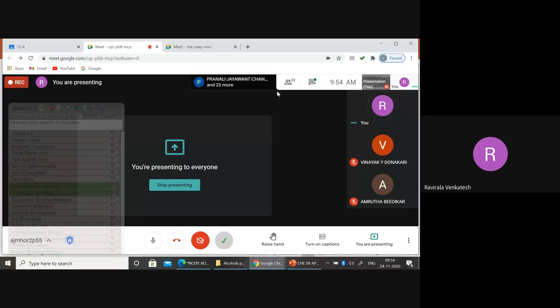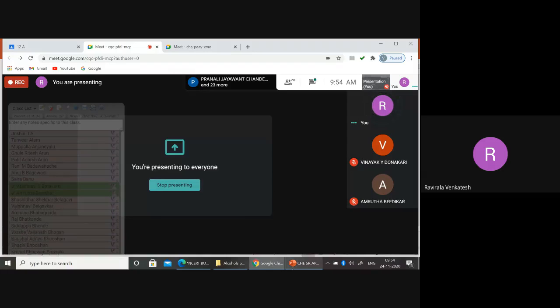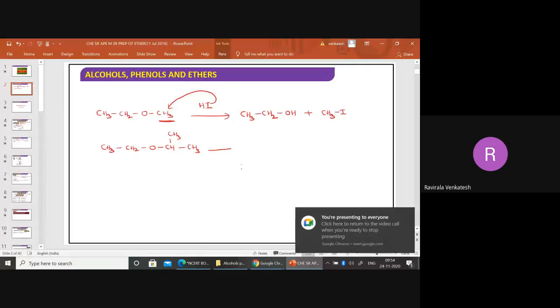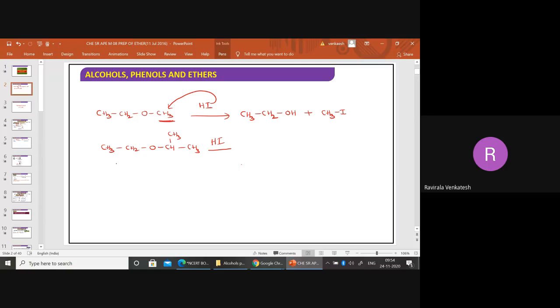Only was presented today. Now, if you do what happened here, again add HI here. Now, where does iodine attack? Tell me, the ethyl part or the isopropyl part? Tell me better. This is the ethyl part. This is called the isopropyl part. Ethyl part. Very good. Why?